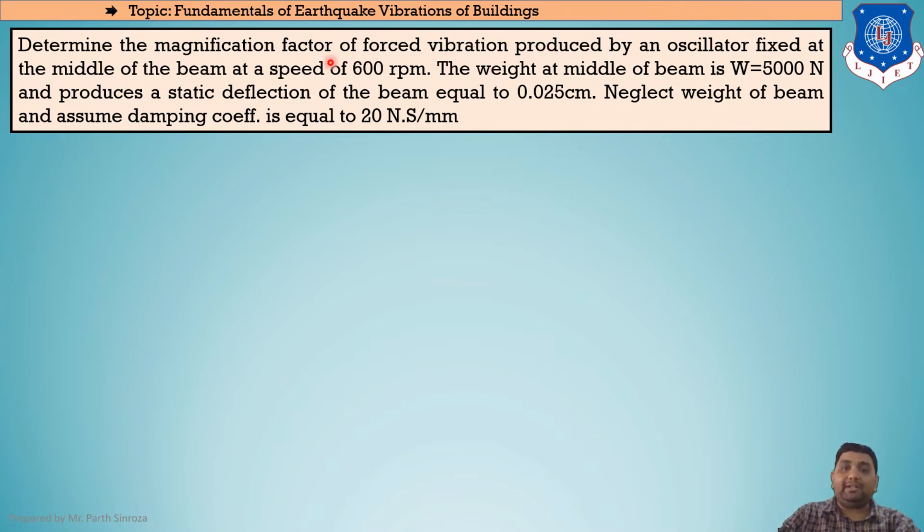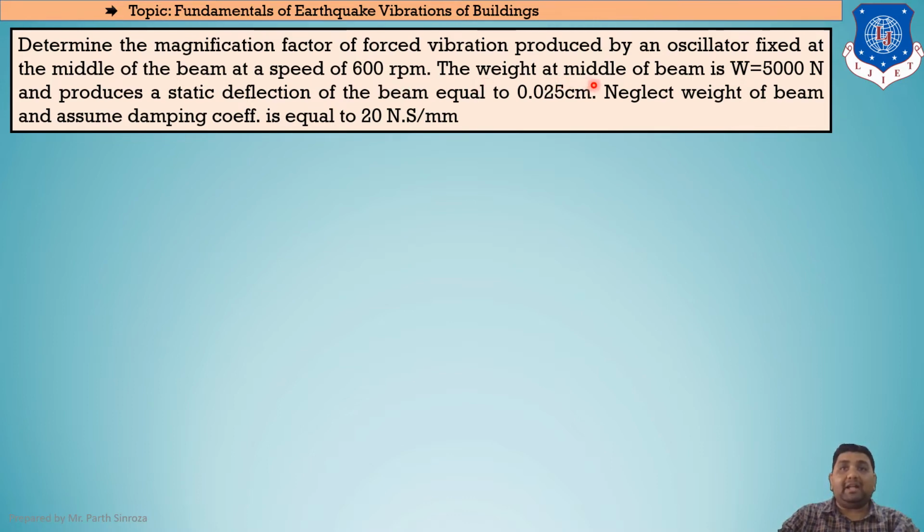That means you need to identify from the question itself what force system is being given, whether it is from the portion of free vibration or from the portion of forced vibration. It is given in the question that it is forced vibration, produced by an oscillator that is fixed at the middle of the beam. Clear? And it is oscillating at a speed of 600 rpm. So that means this is our N. Capital N is given to be 600 rpm.